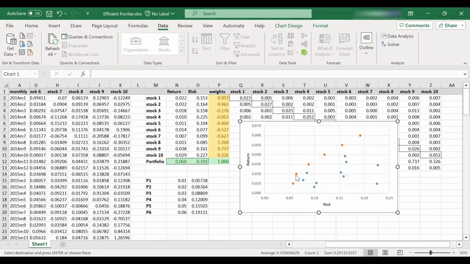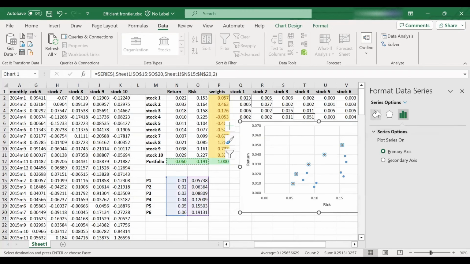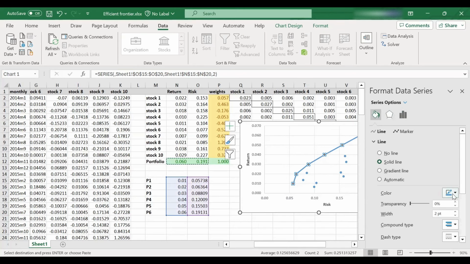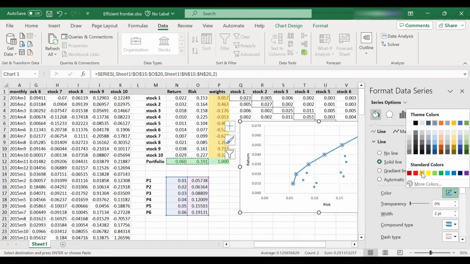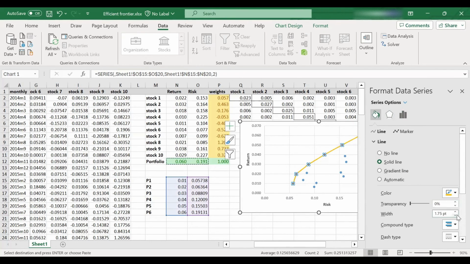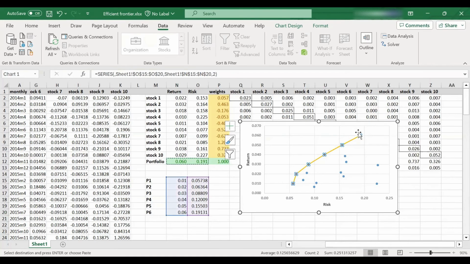And I can actually connect these lines. If I just go to format data lines, just going to connect them with a solid line. Let's just match the color. Don't make it too thick. And here we are. We have traced the efficient frontier.